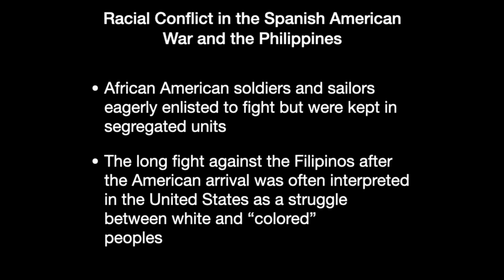And then also the long fight against the Filipinos after the American arrival was often interpreted in the United States as a struggle between white and colored peoples. So this is, again, with the United States, we just constantly are having racial issues, whether it's Native Americans, African Americans, now other people of color, Hispanic, etc., Filipino, Asian, and that's going to really blow up when we get to World War II.